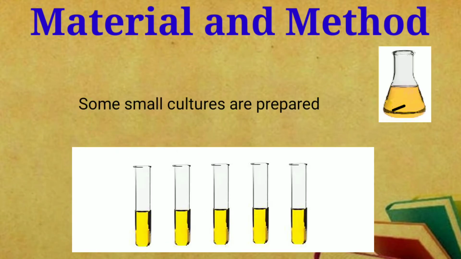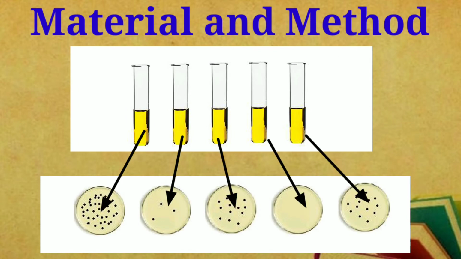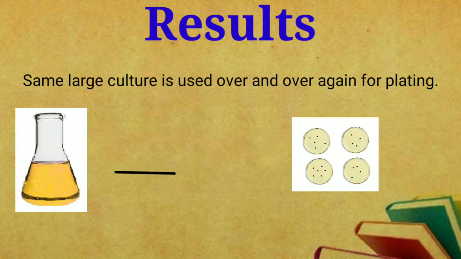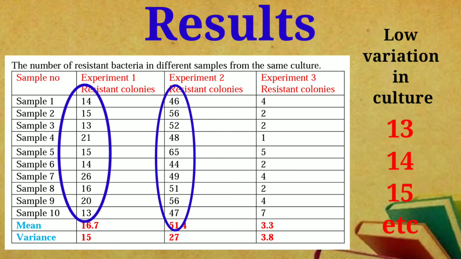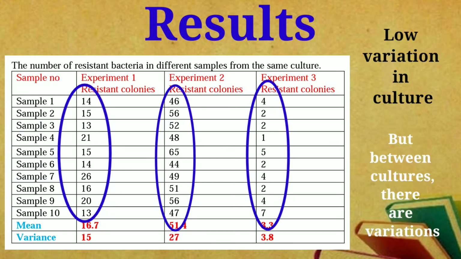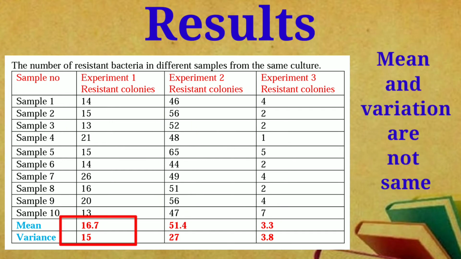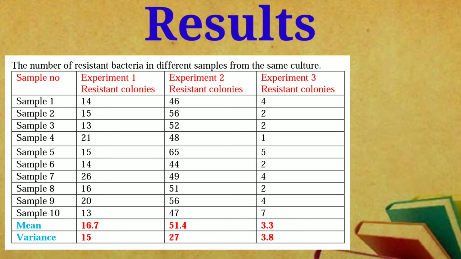They also used small cultures of E. coli in test tubes and sampled and plated as before. When samples are taken from the same large culture, the number of colonies varied only slightly between the two experiments. The mean and the variance are not same. So we can conclude that random mutation hypothesis is correct.